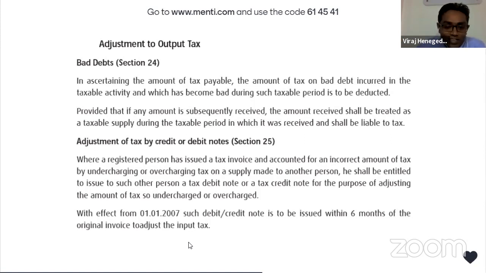Another most important adjustment is for credit notes and debit notes. There can be situations where you need to issue credit notes if you want to reduce the supply value, and there can be situations where you need to issue debit notes as well. The law says you can do this only within 6 months of the original invoice being issued. So remember that one: a debit note or credit note is to be issued within 6 months of the original invoice to adjust the input tax. So these are the basic things that you need to remember, right? We'll move to the next question.